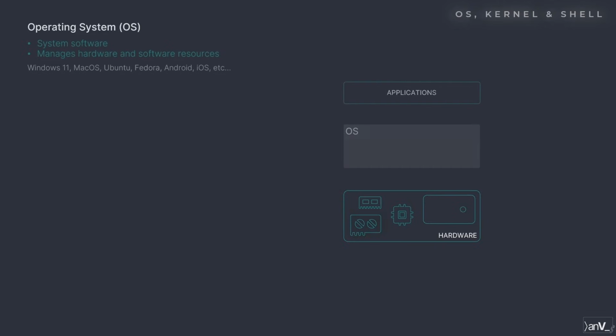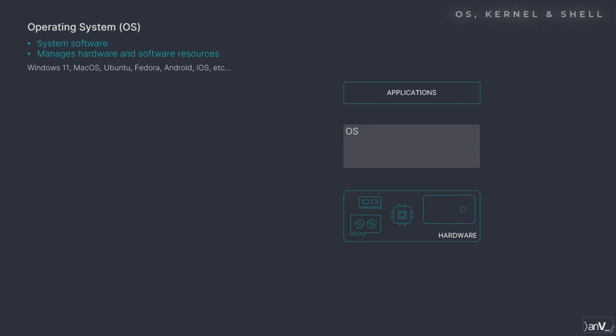Operating system is the main reason that you are using your PC, laptop or mobile and viewing this video currently. It is a system software that manages hardware and software resources. Windows 11, Mac OS, Fedora, Ubuntu, Android, iOS are a few examples of operating systems.